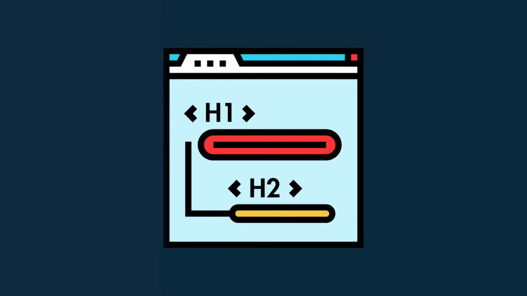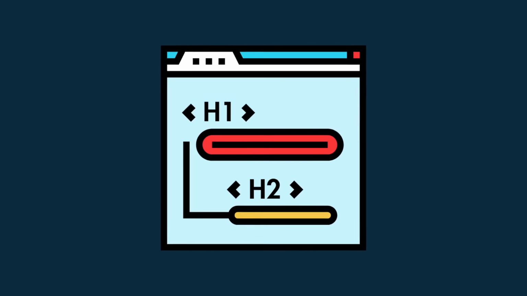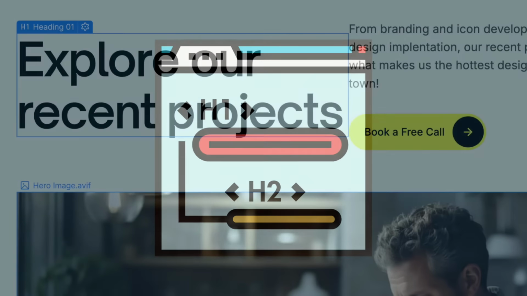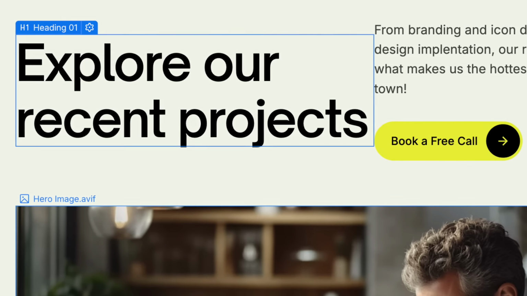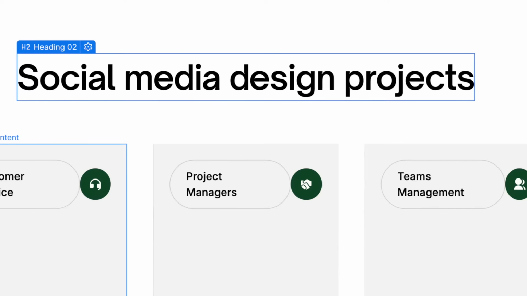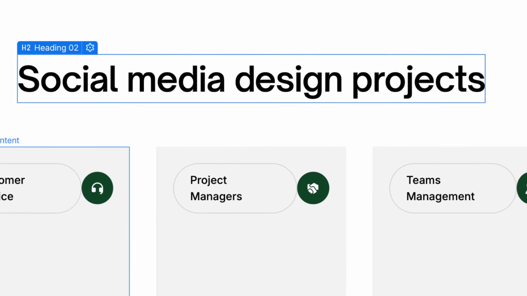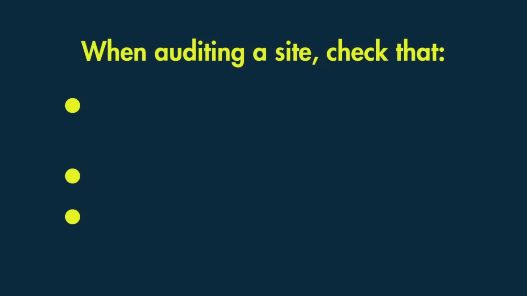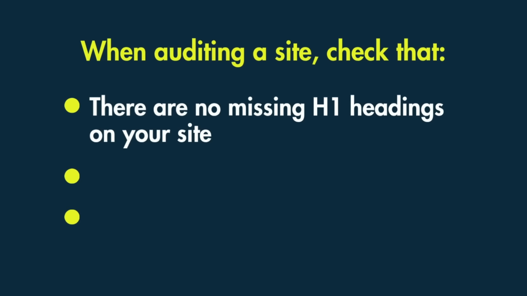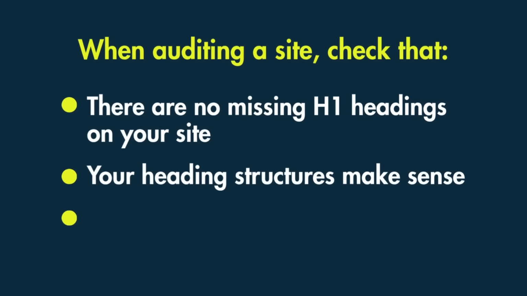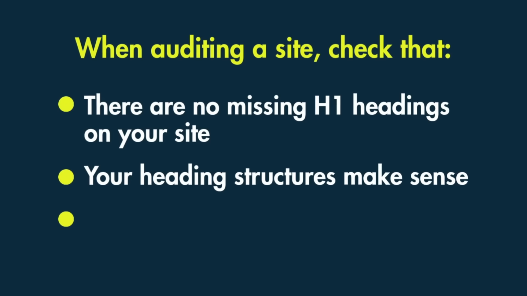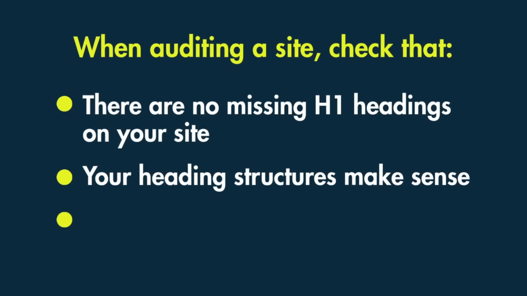Headings. Headings help both users and search engines quickly understand the structure and topic of a page. The H1 heading tag signals the main theme of a page, while H2s, H3s, and so on break it down into digestible sections. When auditing a site, check that there are no missing H1 headings on your site. Your heading structures make sense. In other words, that H3s follow H2s, H2s follow H1s, and so on.